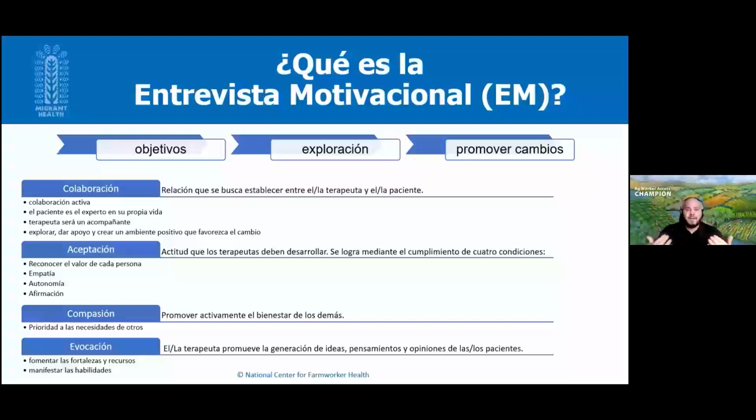And lastly, evocation. We need to promote the creation of ideas and thoughts and opinions inside of the patient. So it doesn't matter what the therapist's opinions might be. We have to offer whatever is best for the patient. And of course, we also need to point out what is needed. We need to promote the strengths and the resources that the patient has, and also to manifest these skills so that the patient can carry out, can realize a change.